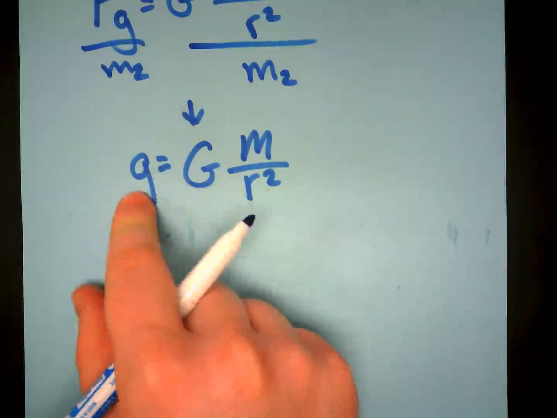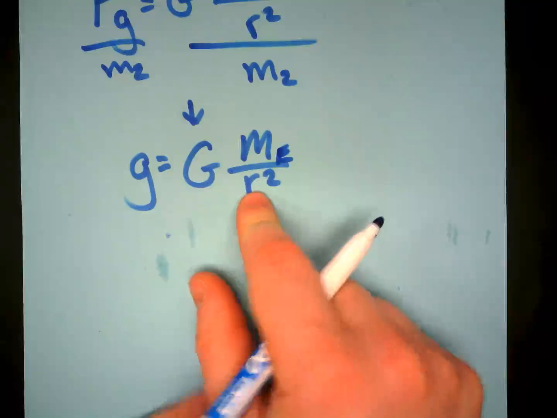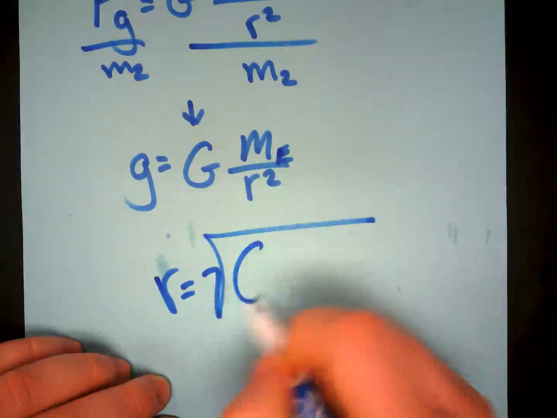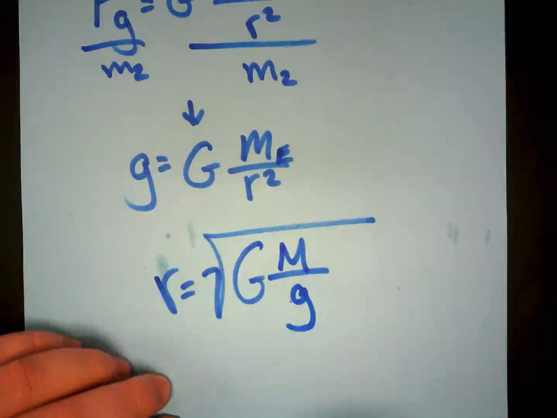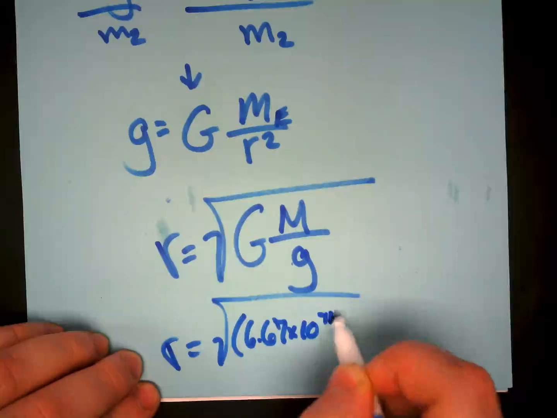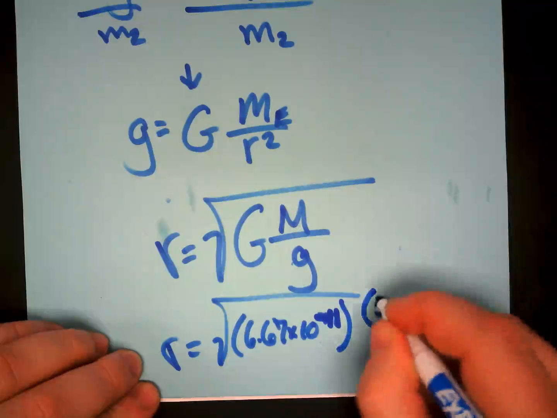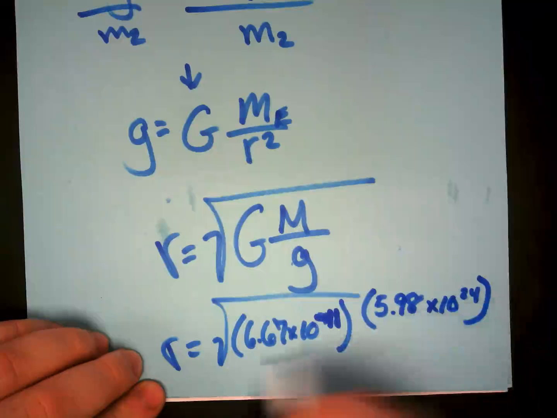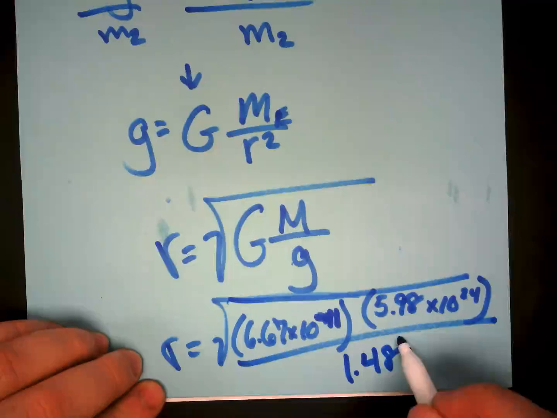Because we have this, and we have this, because this is just the mass of the Earth, we need to find this guy. So if we set it to r, r is equal to the square root of big G times mass of the Earth divided by g, which is going to turn into 6.67 times 10 to the negative 11th power times the mass of the Earth, which is 5.98 times 10 to the 24th. All of that is divided by g, which in this case is 1.48. Okay.